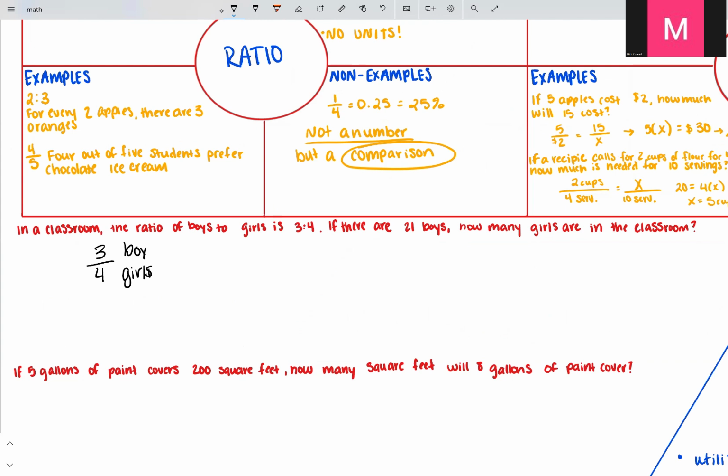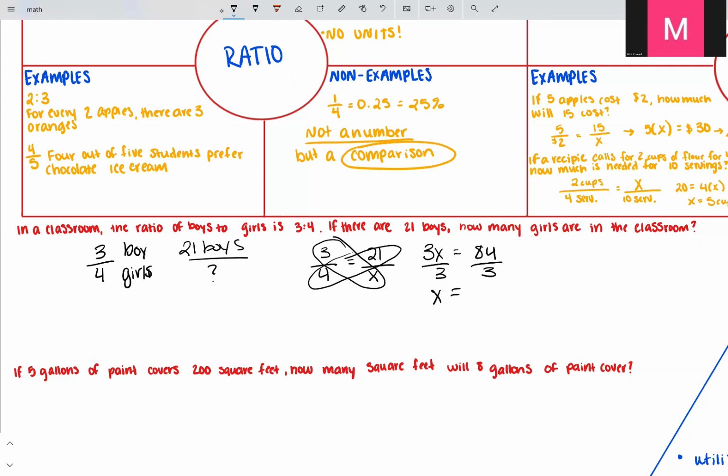But we have 21 boys, and we're looking for the number of girls. So now we'll set up our proportion as 3/4 equals 21 over X. And then cross multiplying, we have 3x equals 84, divided by 3. X equals 28 girls.